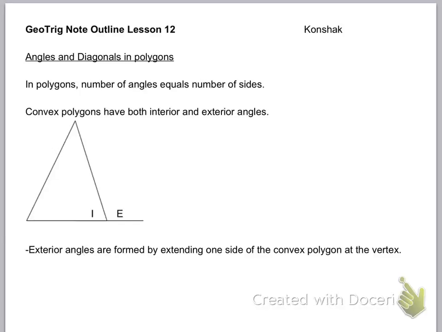Geotrig, this is lesson 12. Angles and diagonals in polygons. So this one should go pretty quick. In polygons, guys, it's very important you know this.